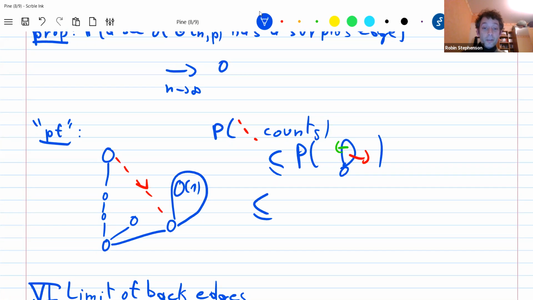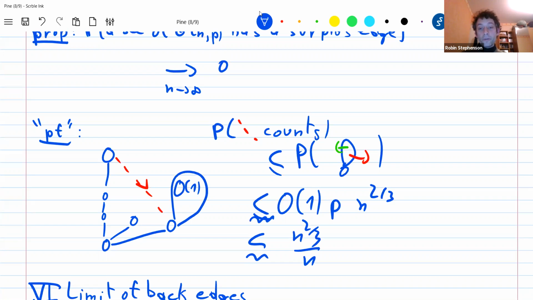So this is going to be smaller than the bigger of 1 times p, the probability of seeing any edge, times n to the power 2/3, which is the number of candidates for a target of a green or red edge. So it's smaller than n to the power 2/3 divided by n, because p is 1/n, and so that tends to 0. That's why red edges are really irrelevant. So good, we know a lot of what happens to the blue and red edges.